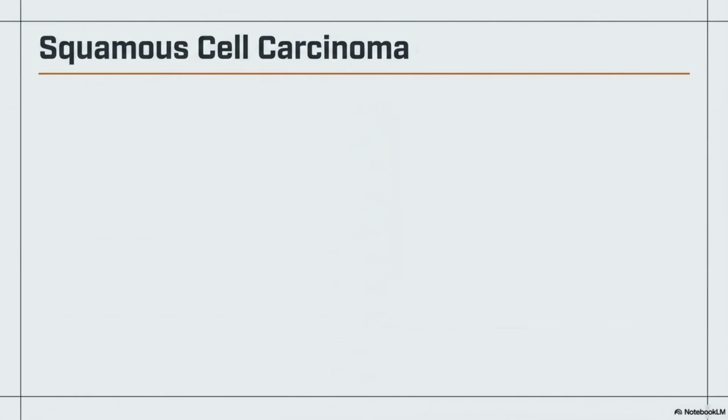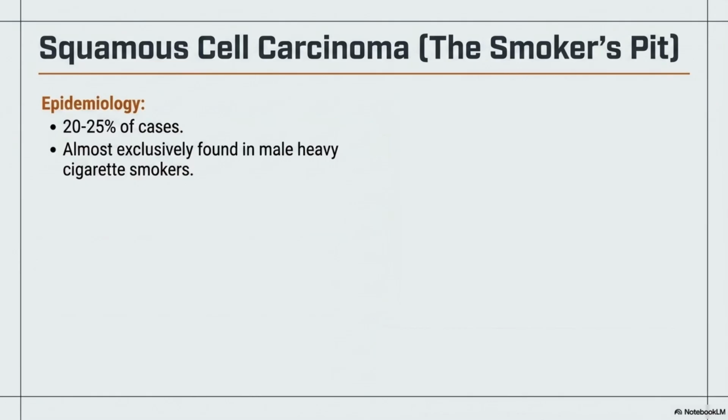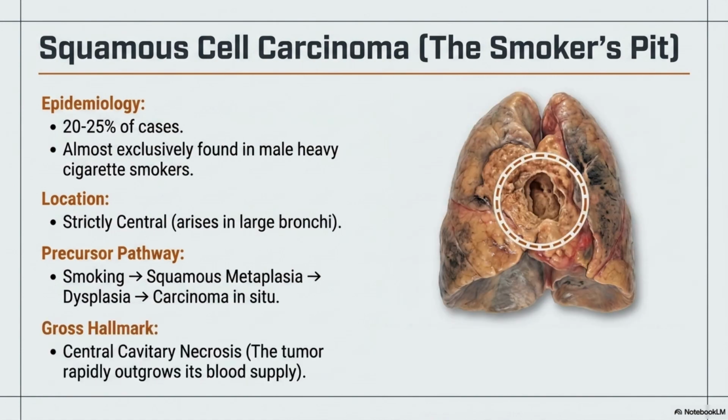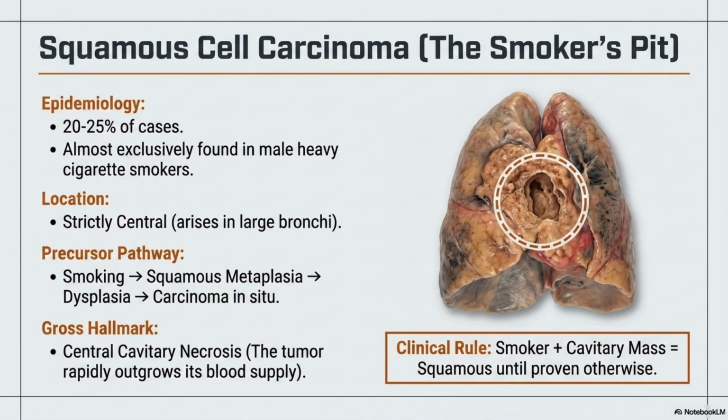Moving back to the central airways, we have squamous cell carcinoma, or the smoker's pit. This accounts for 20 to 25% of cases and is found almost exclusively in male heavy cigarette smokers. It arises strictly in the large central bronchi. Its precursor pathway is driven directly by the smoke, progressing from squamous metaplasia to dysplasia and then into carcinoma in situ. The gross hallmark on imaging or autopsy is central cavitary necrosis. This happens because the tumor grows so aggressively that it rapidly outgrows its own blood supply. Your clinical rule? A smoker with a cavitary mass is a squamous cell until proven otherwise.